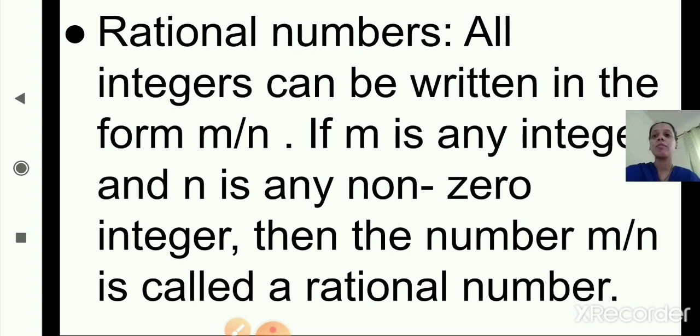What is the definition for rational numbers? Rational number means all the integers can be written in the form m upon n. If m is any integer and n is any non-zero integer, then the number m upon n is called a rational number.